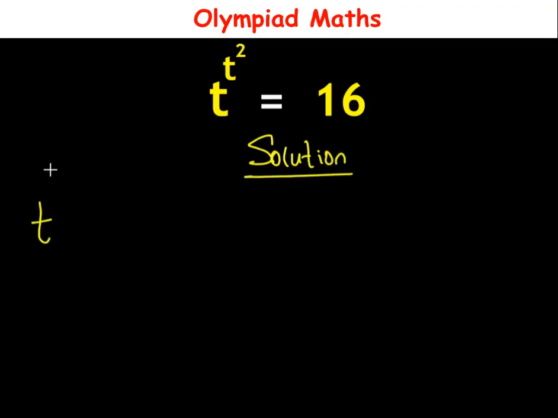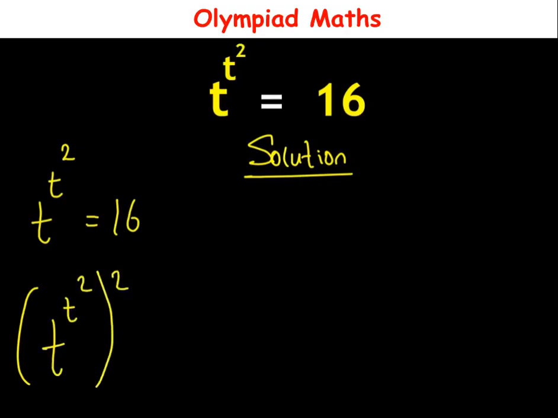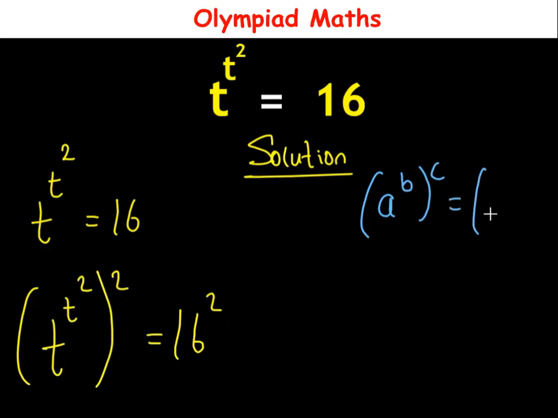So we have t raised to power (t raised to power 2) is equal to 16. Now to solve for the value of t, first of all we square both sides of the equation, such that this becomes, in bracket, t raised to power 2, all power of 2, is equal to 16 squared. With this, we can apply the rule that if you have, in bracket, a raised to power b, power of c, this is equal to a raised to power c, power of b.